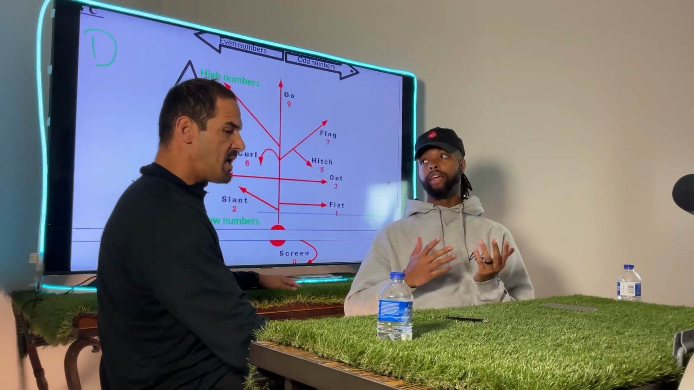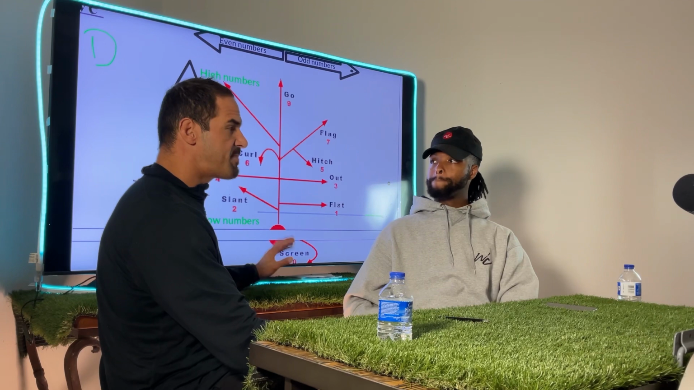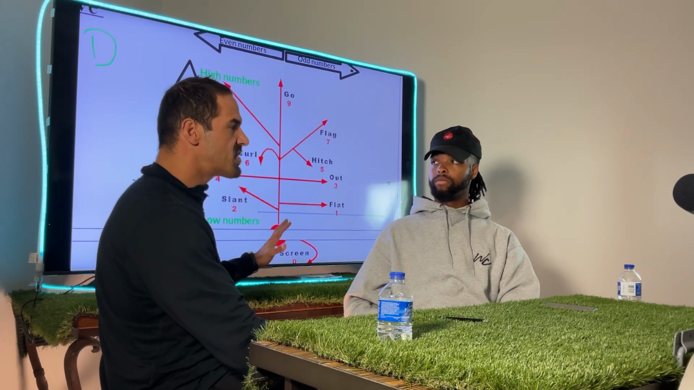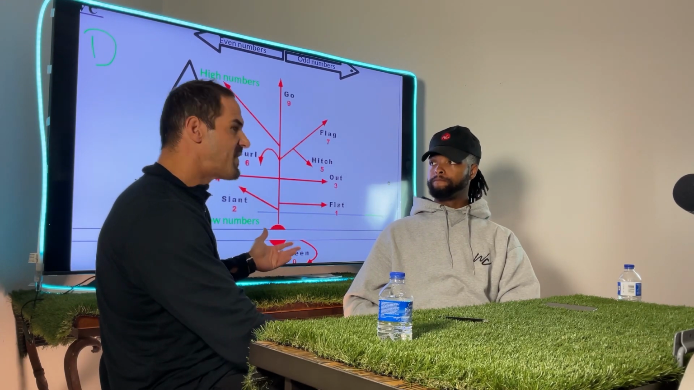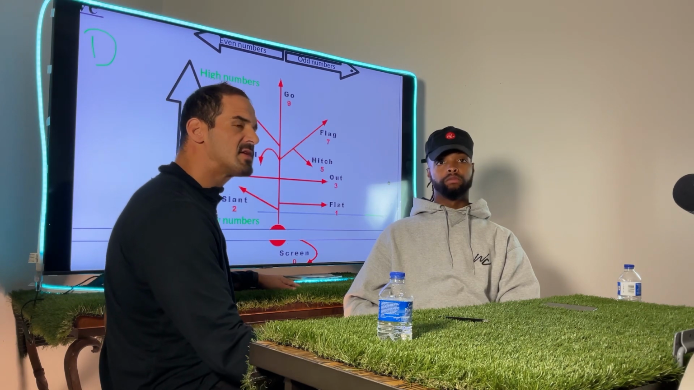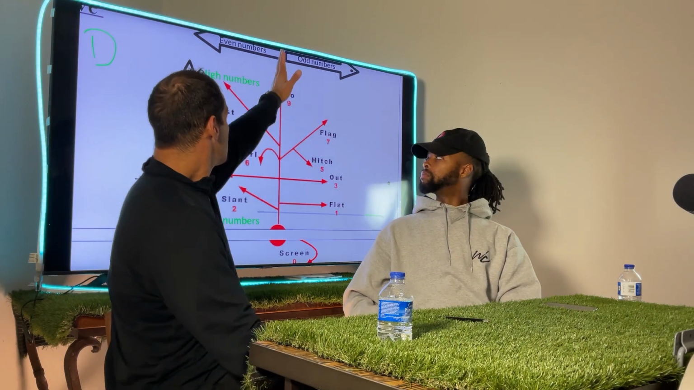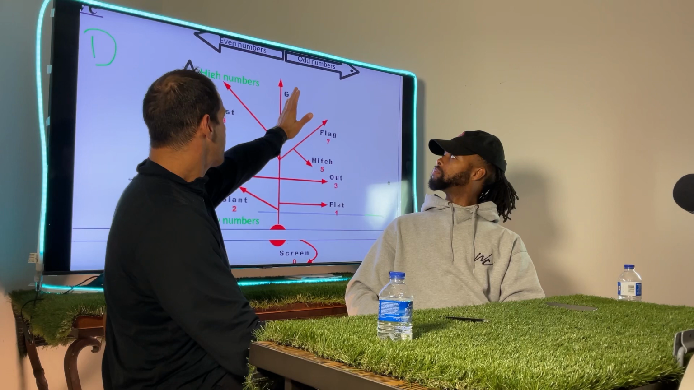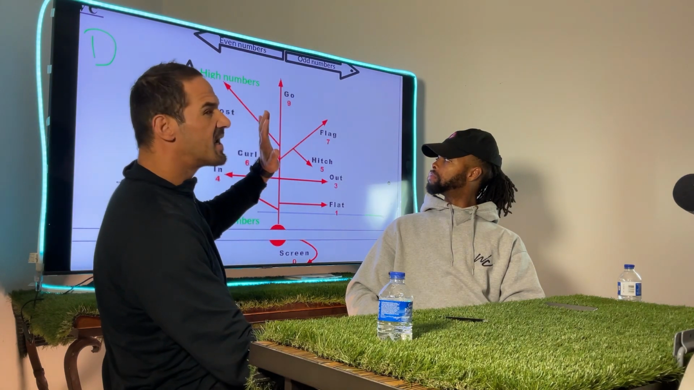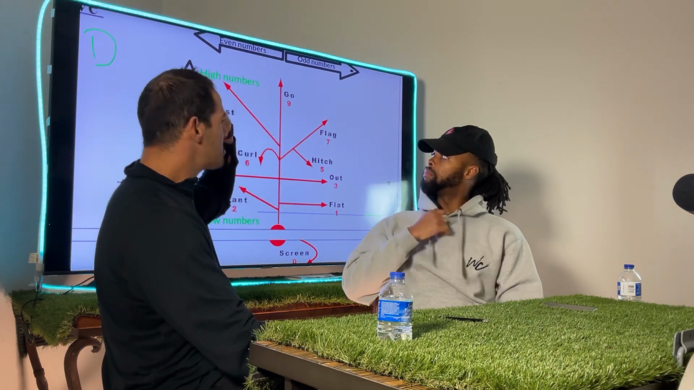Now, if you do break in or out, it's the same thing as when you have a fast pass rusher. They need to always threaten with speed because that's what's dangerous, right? And work everything else off of that. So this is the base. This is where we work off of. So 9 is a go, meaning it's the deepest route. You're just trying to get vertical.